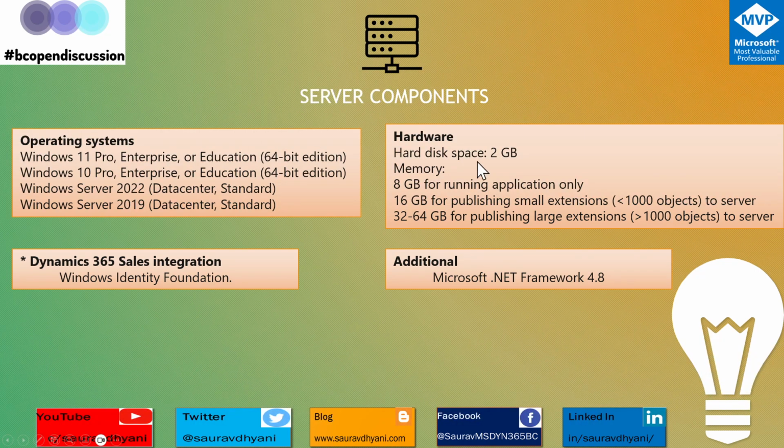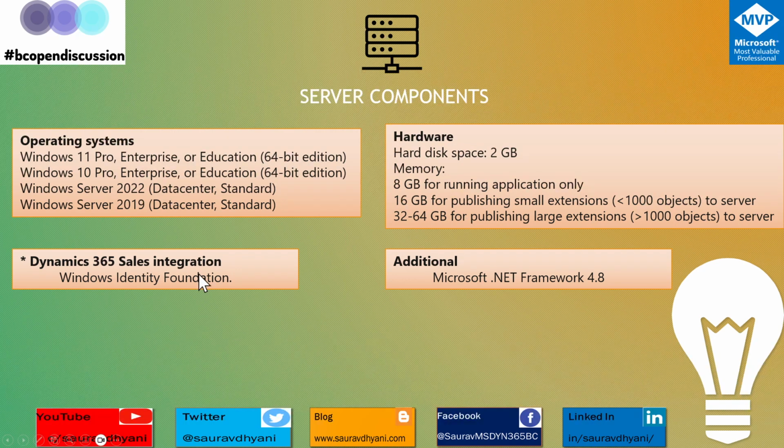The minimum hardware requirement is hard disk space of 2 GB and memory based on what kind of operations you will be doing. If you are only running Business Central and not doing any development, then 8 GB would be sufficient. Again, the minimum requirement. If you are doing development and it's a small extension that you're building, which means less than 1000 objects, then 16 GB memory is sufficient. Otherwise, 32 to 64 GB if you are building a large extension.